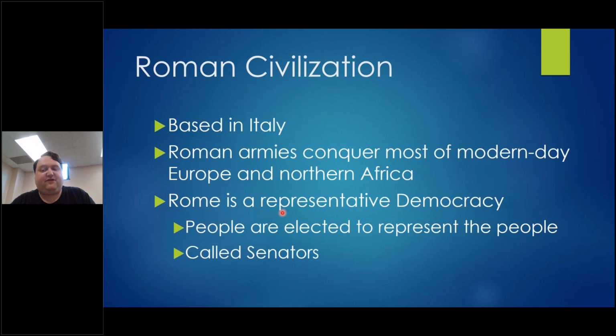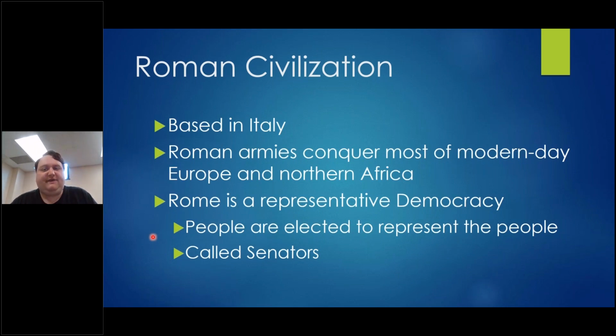The Romans had a very similar system where people could vote for a representative to be their voice in the government. All of the representatives in Rome were called senators, which is probably a term you've heard used in our government. This is where that term comes from. It's the term that the Romans used to describe their elected officials.